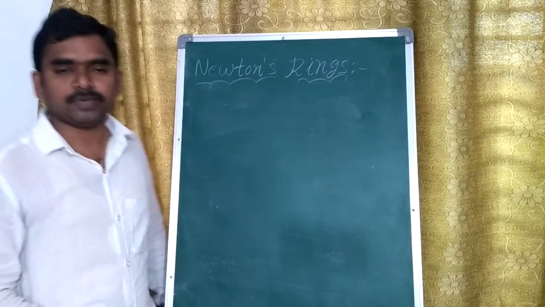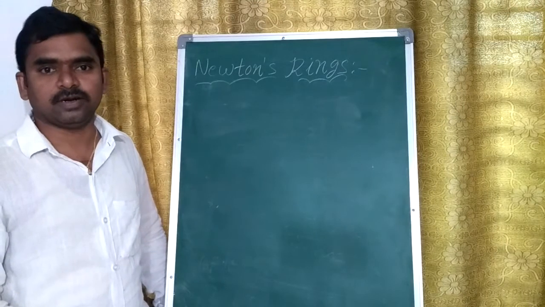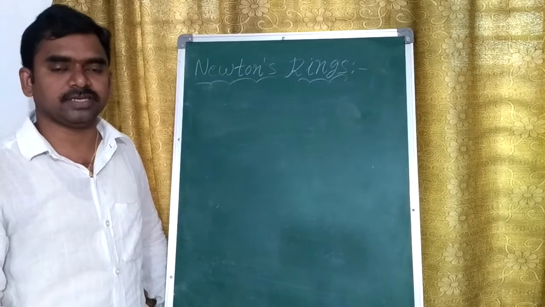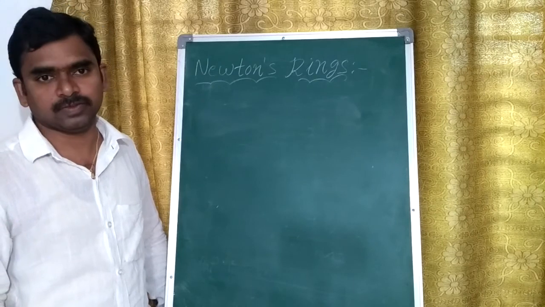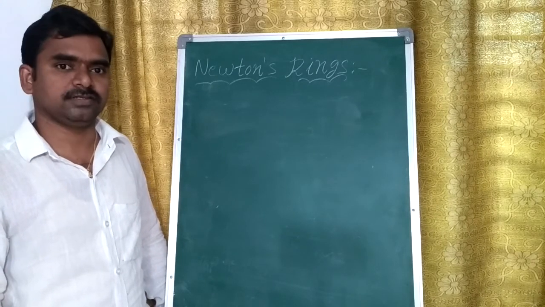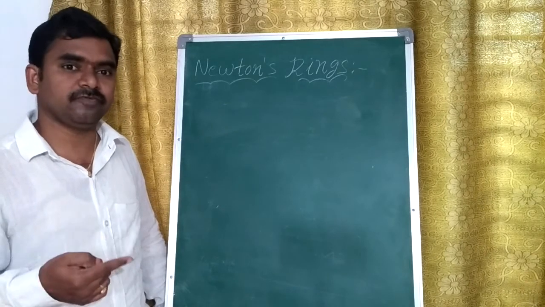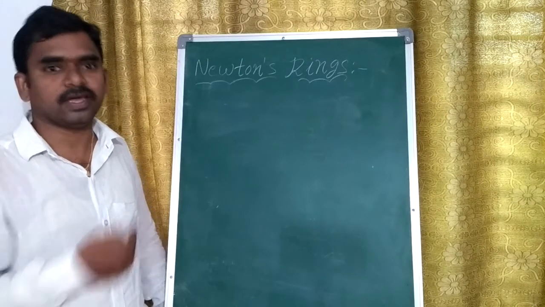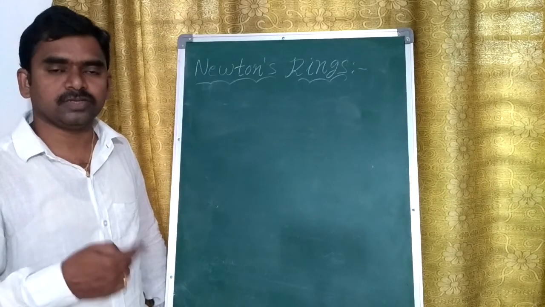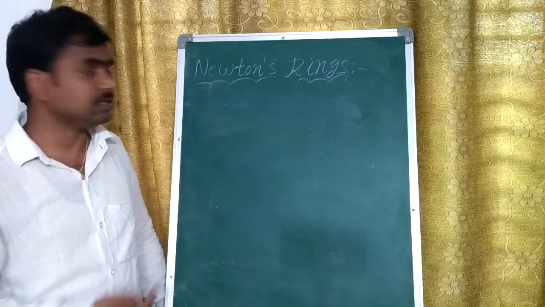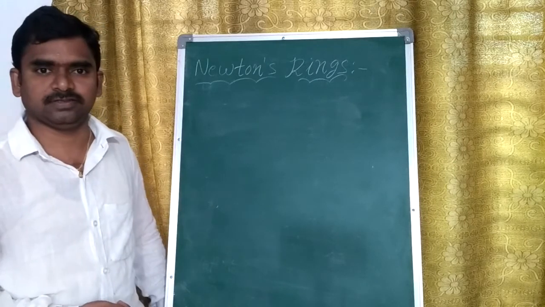In our previous topic, we discussed how the interference pattern forms for a uniform thickness of the film. In today's class, I would like to explain how the interference pattern forms if the thickness of the film varies. That is Newton's rings.